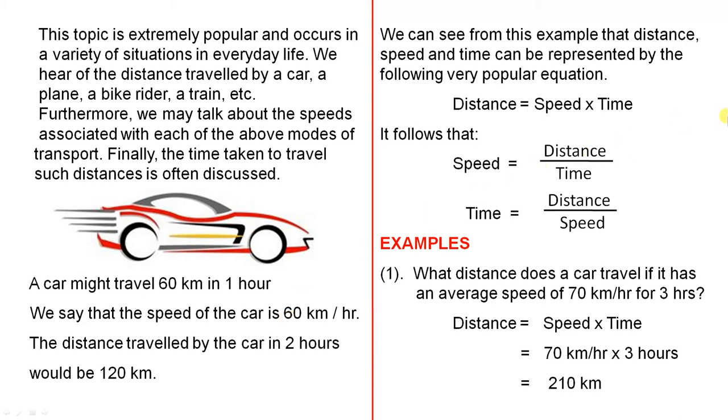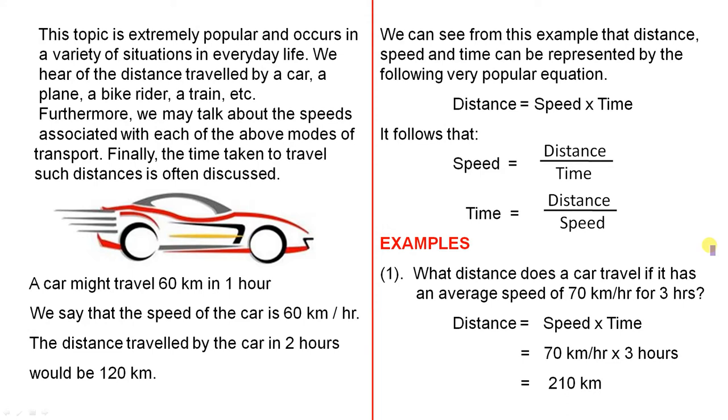We can see from this example that distance, speed and time can be represented by the following very popular equation. Distance equals speed multiplied by time. So if we do a very simple manipulation of this equation, it follows that speed equals distance over time and time equals distance over speed. Let's look at some examples to see how we use these equations.